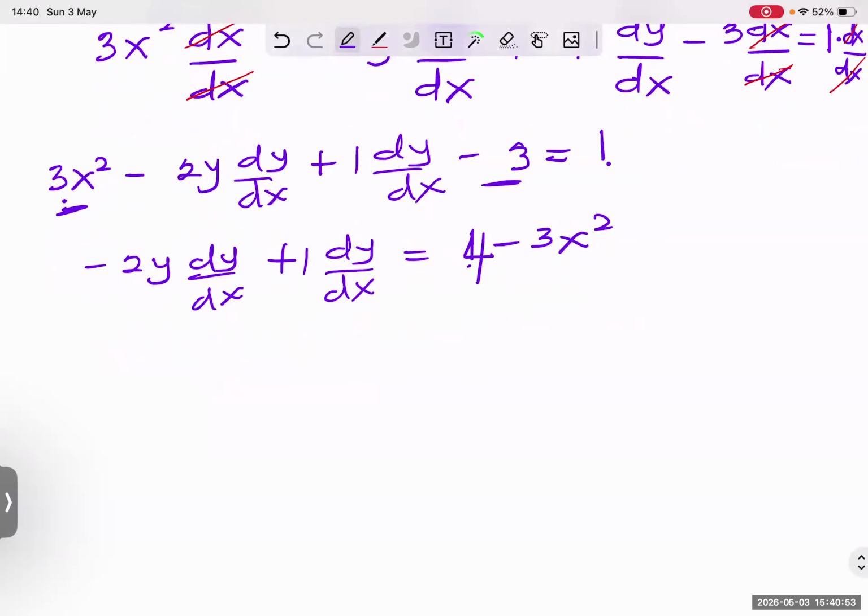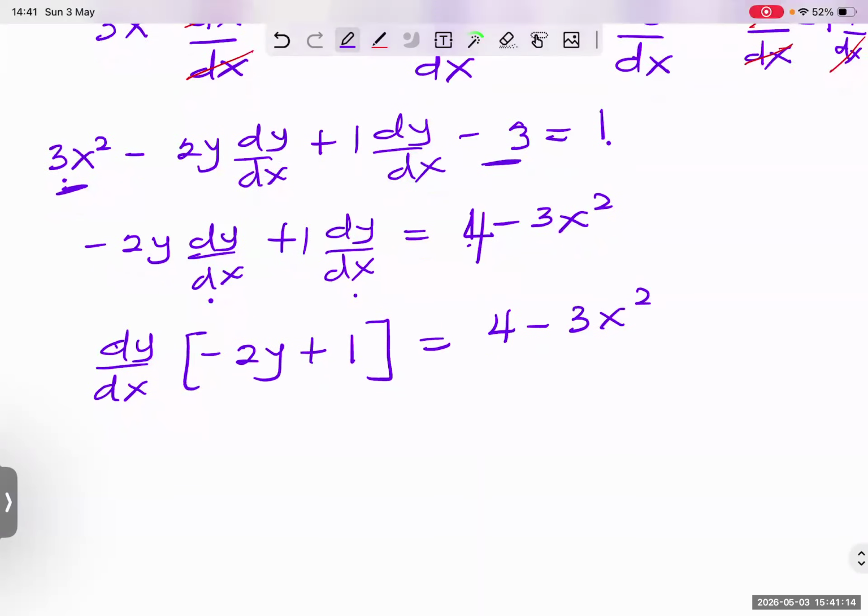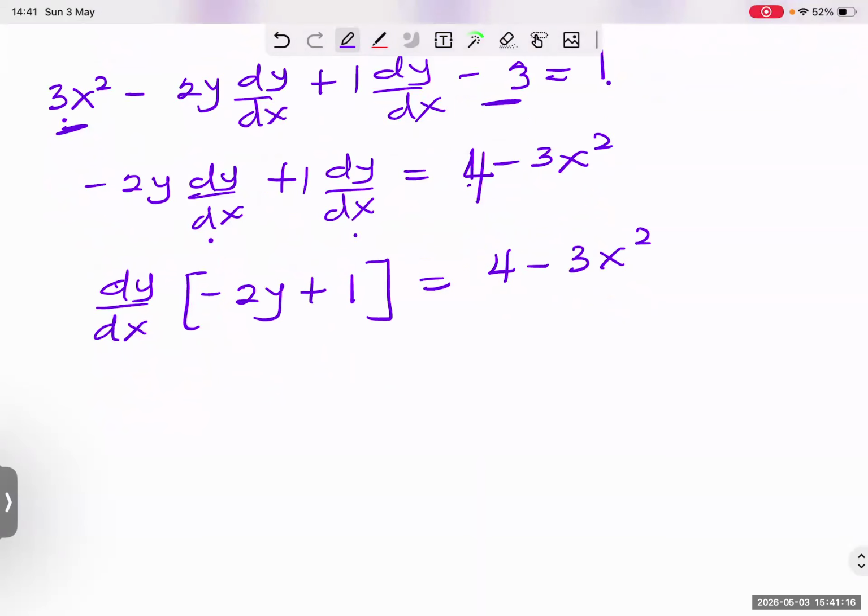We are looking for dy/dx. So I have 1 here, and 1 of them over here. Therefore, we can factorize dy/dx out. So I have dy/dx out. What I'm left with is minus 2y plus 1. And this is equal to 4 minus 3x squared. To get dy/dx to stand alone, we have to divide here by minus 2y plus 1.